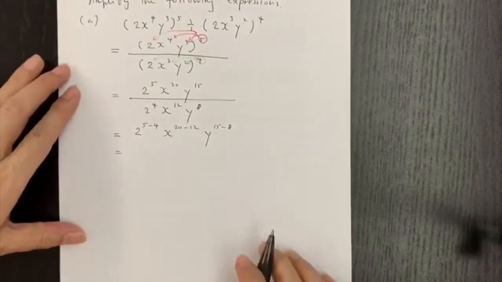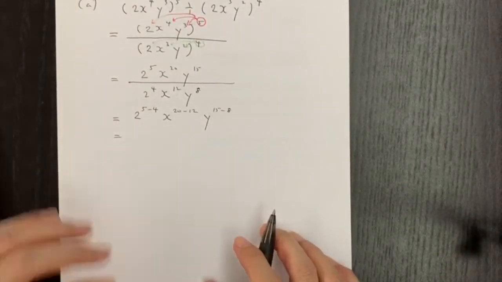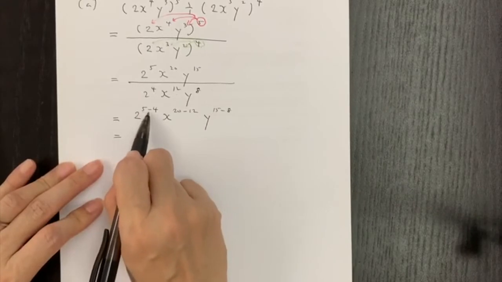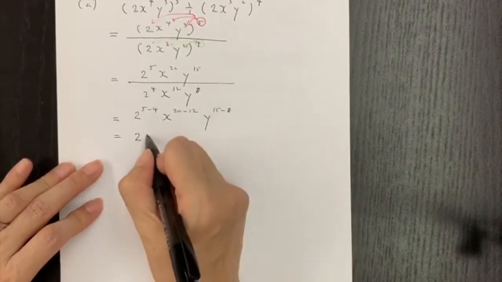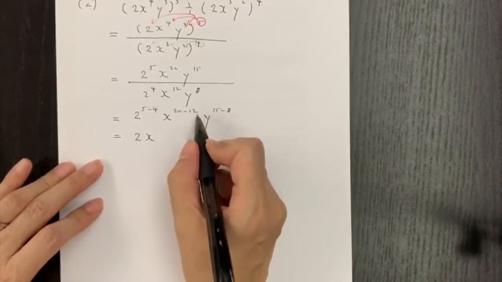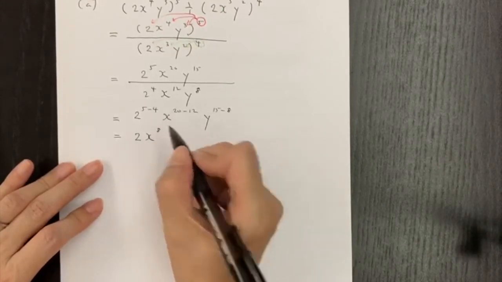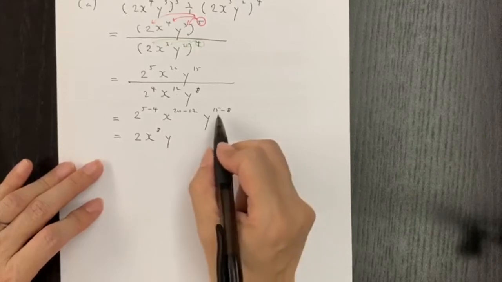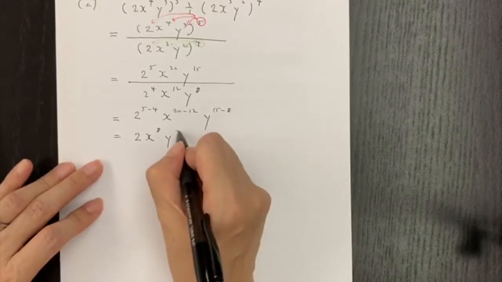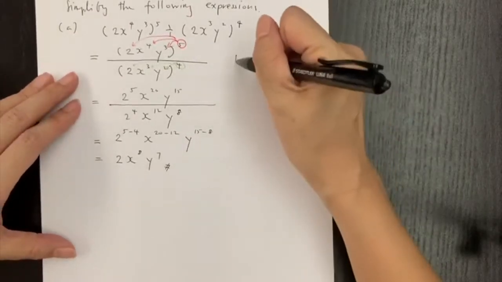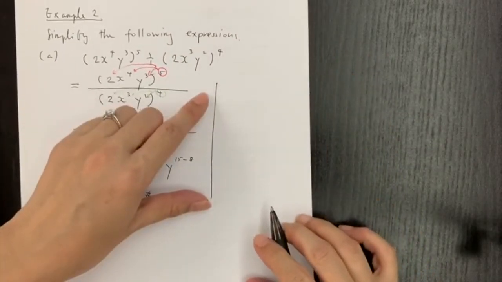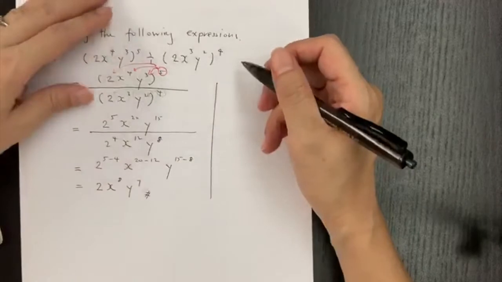Therefore I can get my final answer: 5 minus 4 is 1, so 2 to the power 1 is 2. And then x, 20 minus 12 is 8. And then the final answer for y, 15 minus 8 is 7. Alright, so be careful not to mix up these two indexes. Okay, I give you that one more time.